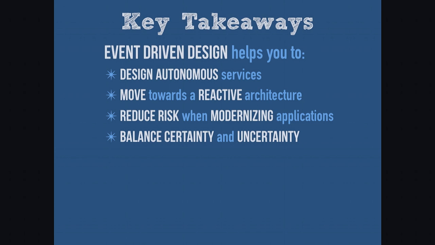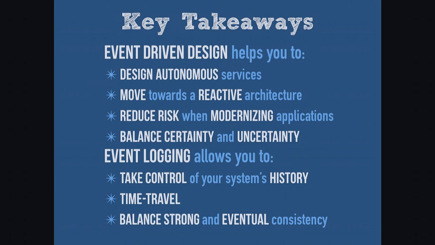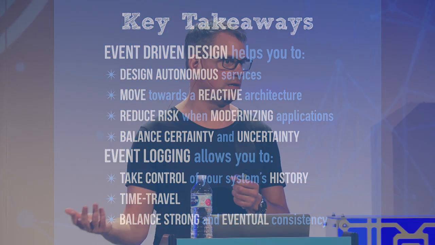And it gives us a good way of balancing certainty and uncertainty, and when we can actually be certain about something, and when we can't. And event logging can really help us take control over the system's history, of what has happened in the system, and gives us tools for doing things like time travel. And balance strong consistency versus eventual consistency, and when we need what, and where the boundaries are.